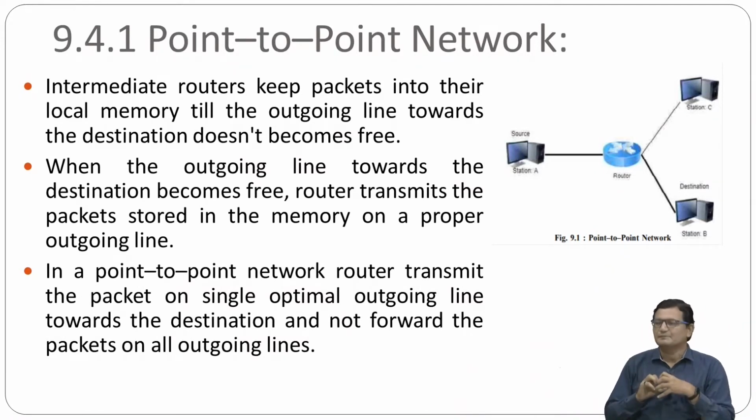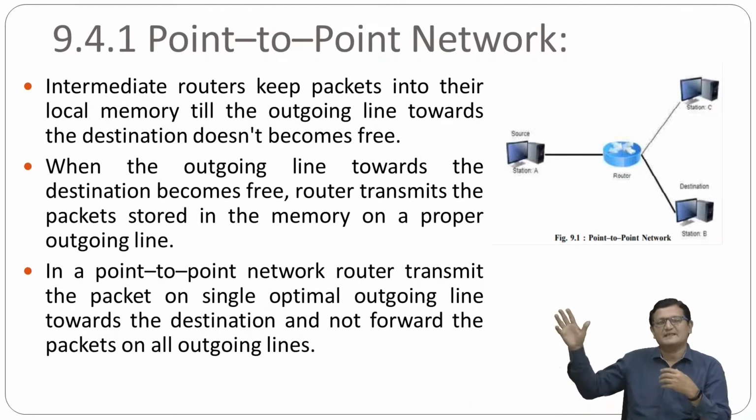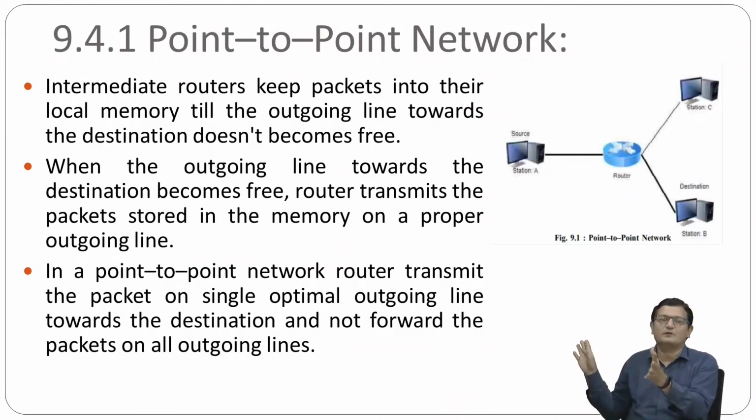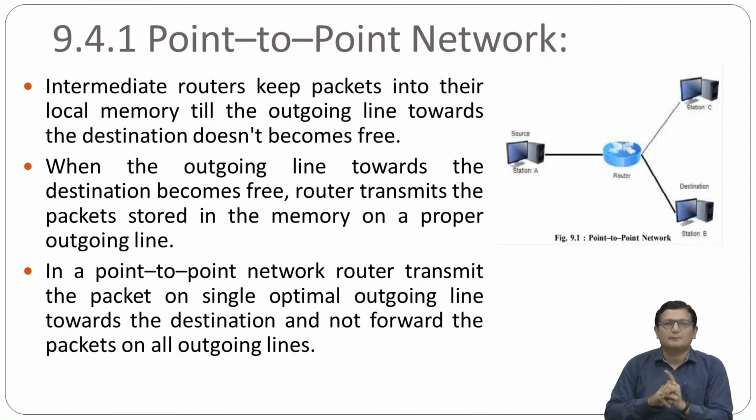It knows that there are many ways to reach the recipient end, but it will compute the shortest path, the optimal path, and on that path the source packet will be delivered, right. It will not be delivered on all the lines, right. So, that type of network is known as a point to point network.